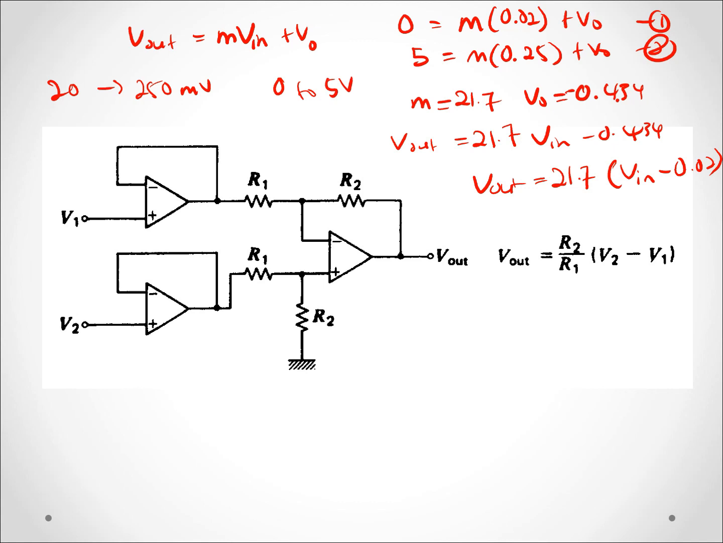This is a differential amplifier circuit that we can use, where V2 will be connected to V in, and V1 will be connected to an input voltage with a value of 0.02 volt. For R1, we can choose a value of 10 kilo ohm. While for R2, in order to make the gain 21.7, R2 should be equal to 217 kilo ohm.